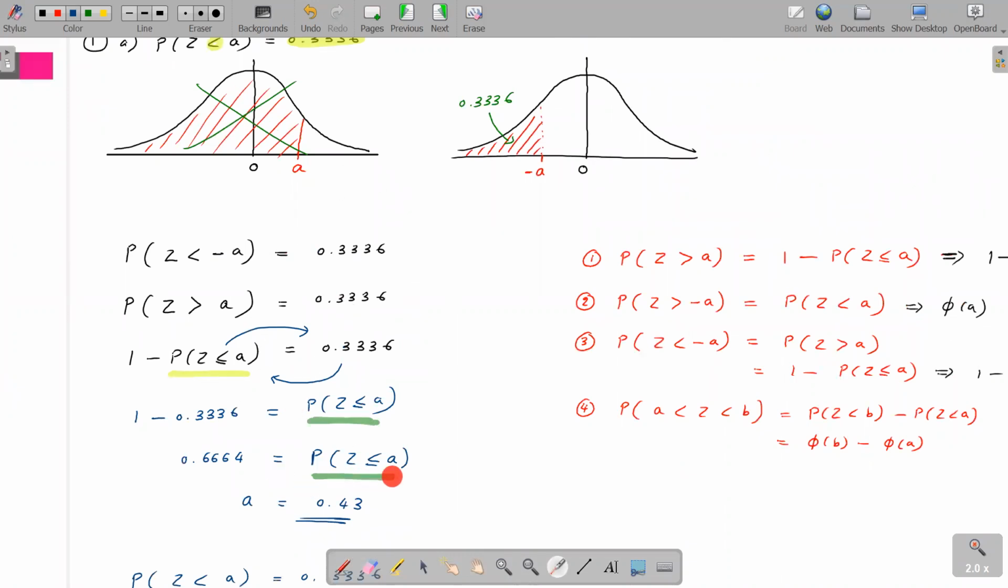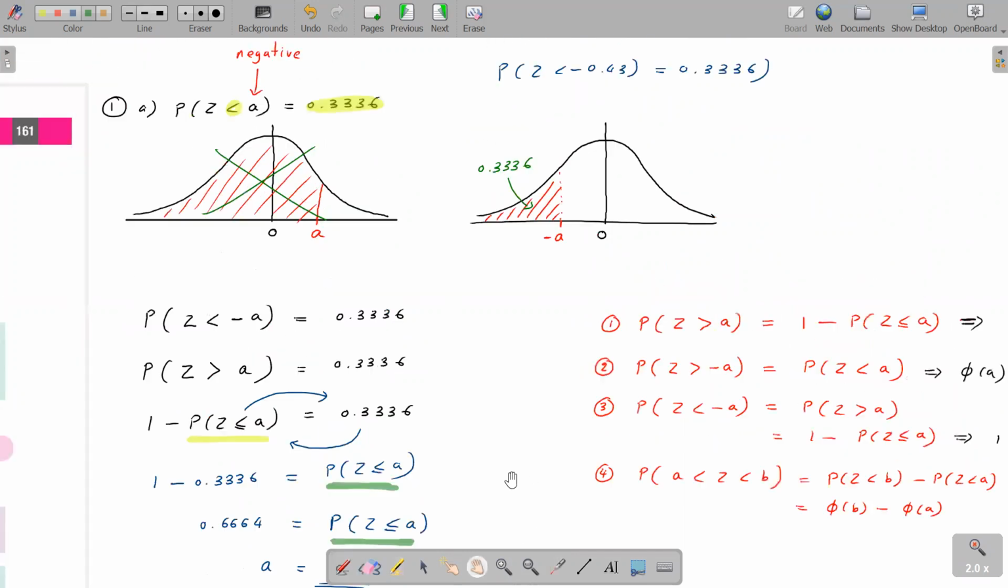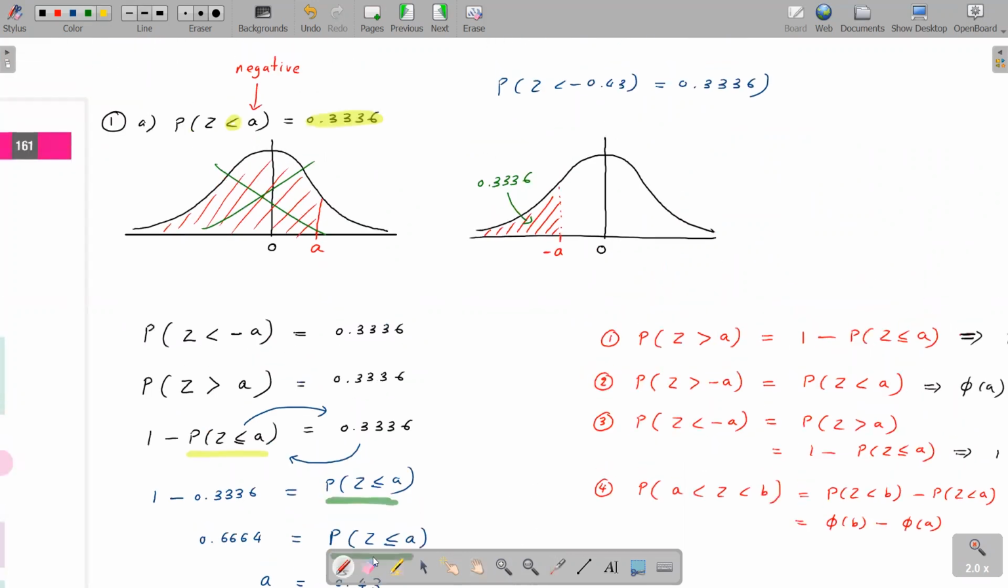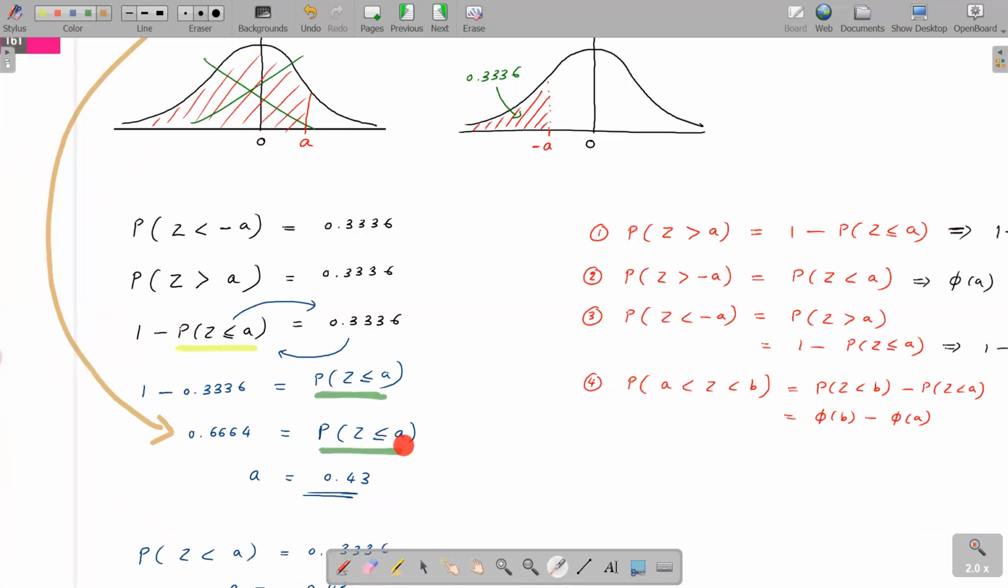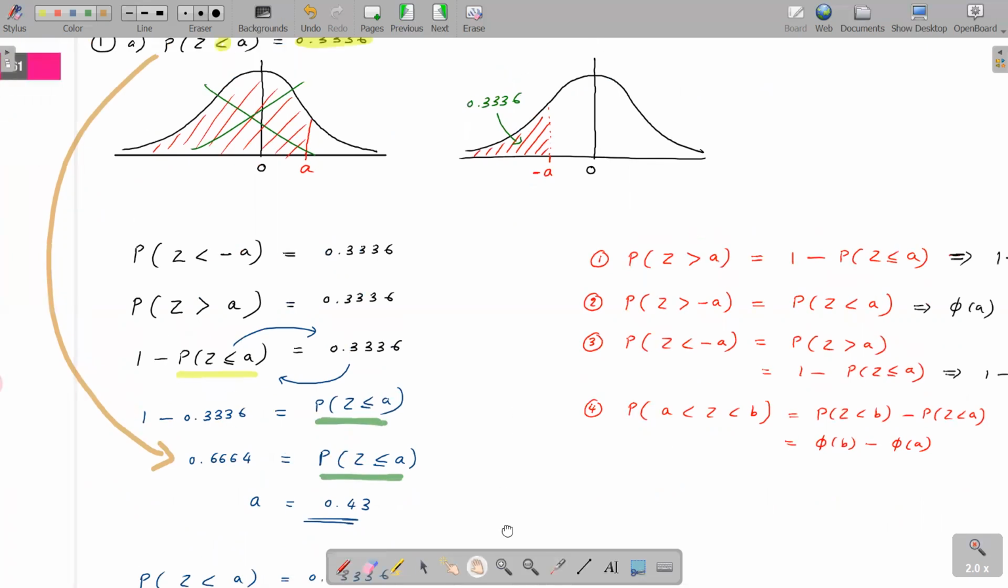Can you see? We have converted the original sum. What we've done here is a series of conversions. We've taken this sum and converted it to a new sum. Can you see? Z less than A equal 0.3336. We have converted it to Z less than or equal 0.6664. We've converted it to a new sum.